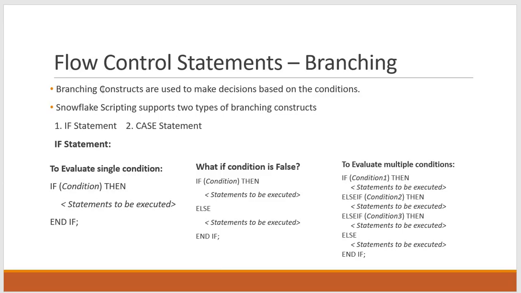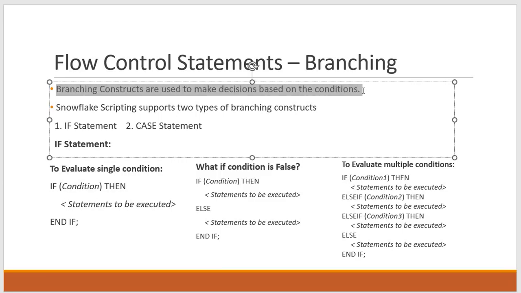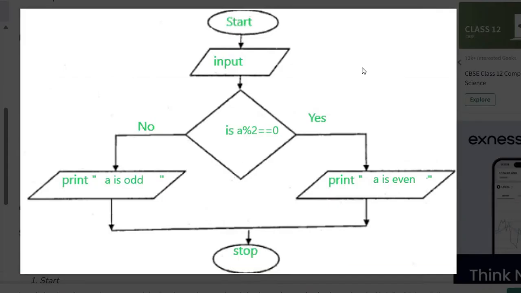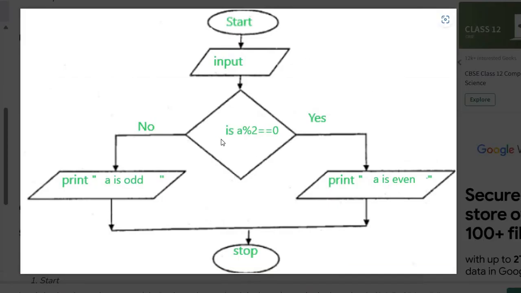If I say it in the form of a sentence, it may be difficult to understand. So let me explain it through a flowchart. You know about flowchart, right? Okay, so here we are evaluating one condition, A modulo 2 equals 0. So this is the condition. Based on this condition's result, we are making decisions. We are changing the flow of this flowchart.